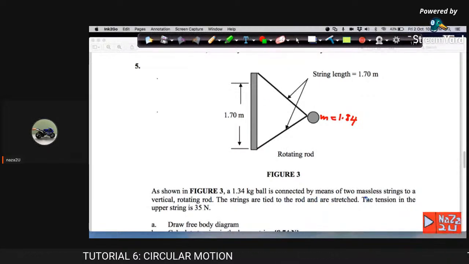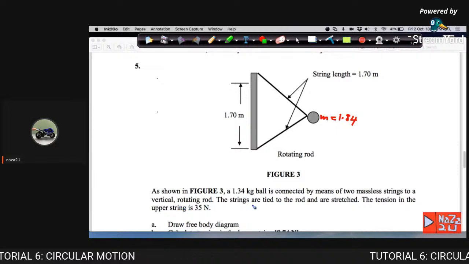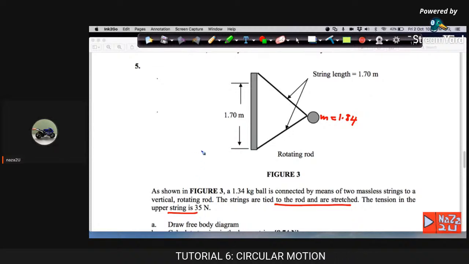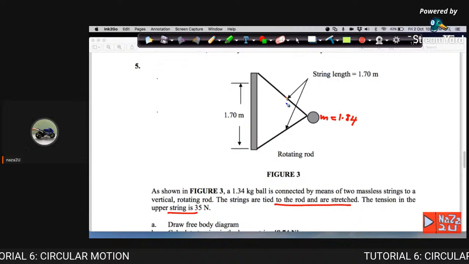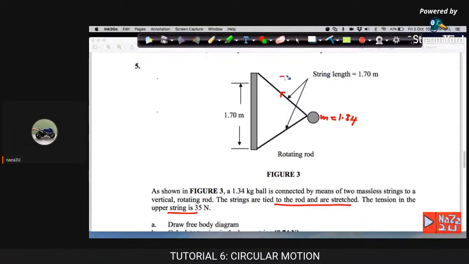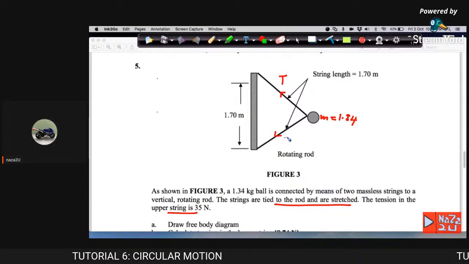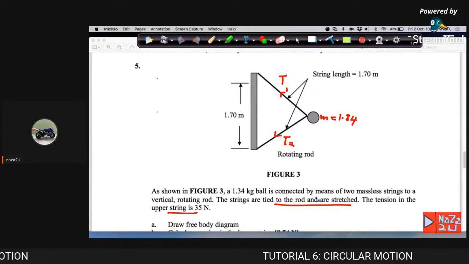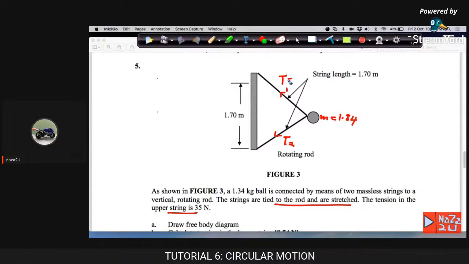Connected by means of two massless strings is rotated to the rod. The strings tied on the rod stretch. The tension of the string is 35 Newton. So now, you have one object tied with two strings, with tension forces upward. You see, this is T1 and this is T2, and the upper string is 35 Newton.